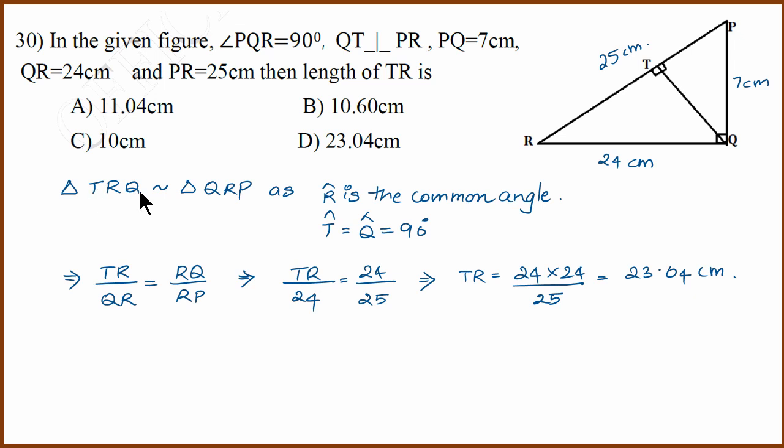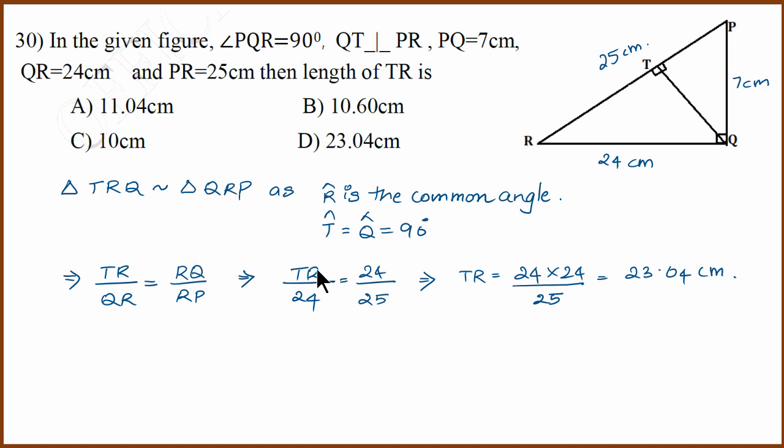So TRQ is here. In the bigger triangle, Q is the 90 degree, R is the common, and P is the third vertex. So it has to be written as QRP. Now if you want to do TR, the corresponding side will be QR. So TR by QR. Similarly, RQ, the corresponding side will be RP.